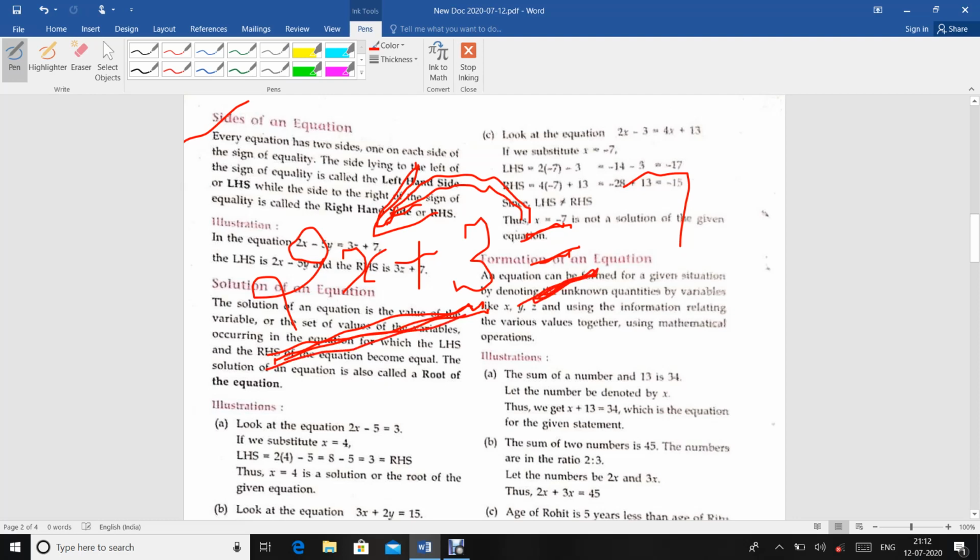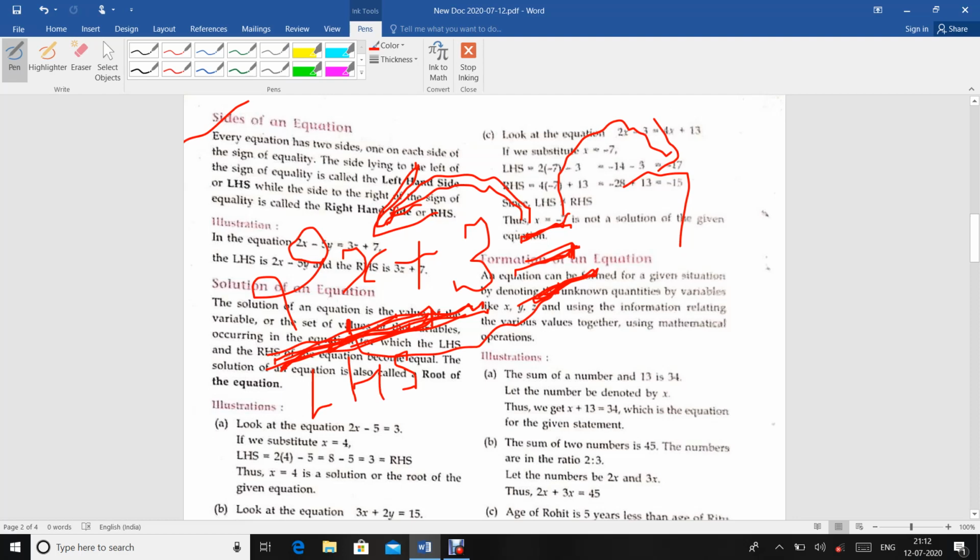So this is the left hand side, and this is the right hand side. The side lying to the left of the sign of equality is called the left hand side.